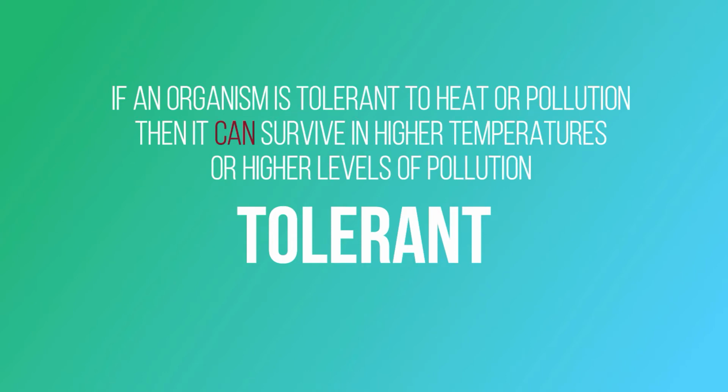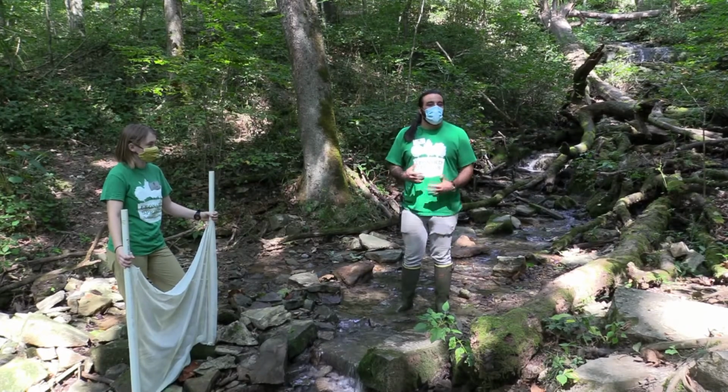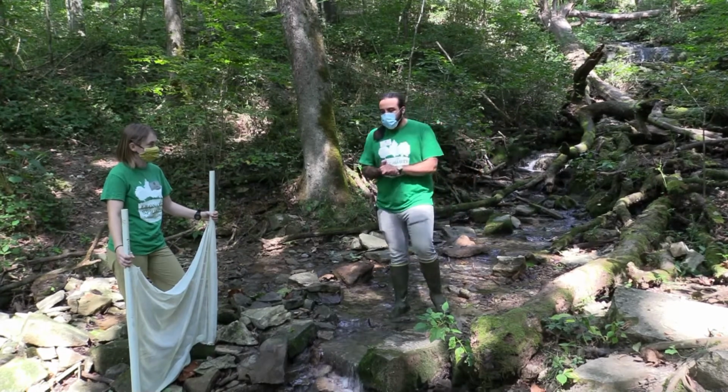So in our example of heat or pollution, if something was tolerant, that means with a lot of pollution, or if it had a lot of direct sunlight, it would still survive. If it was intolerant, it would not. So when looking for macroinvertebrates, there's a couple of different methods we can use, and it really depends on what our purpose is.